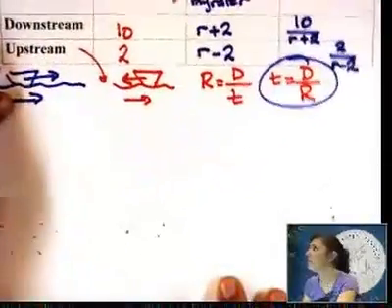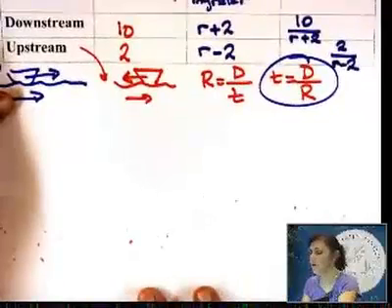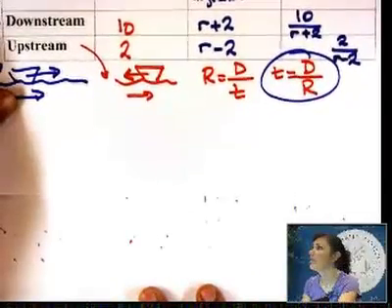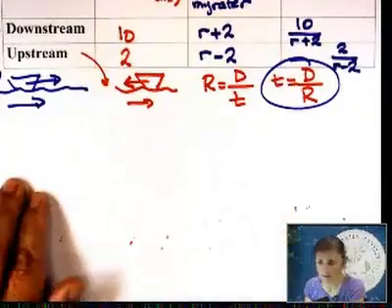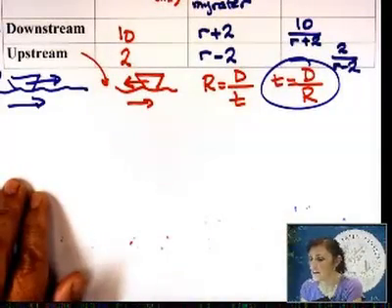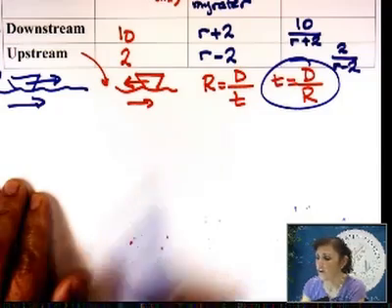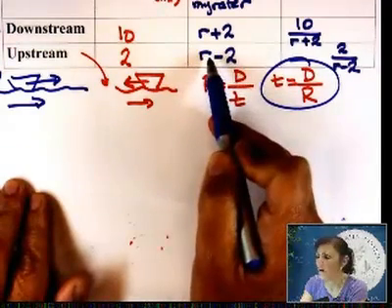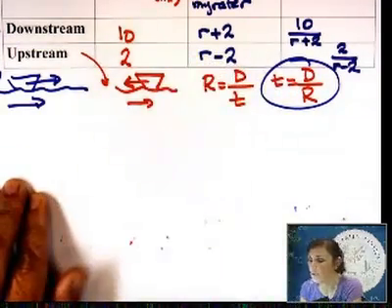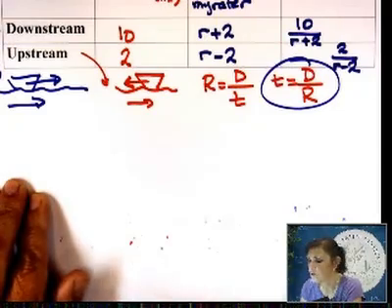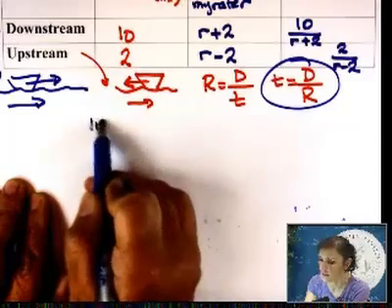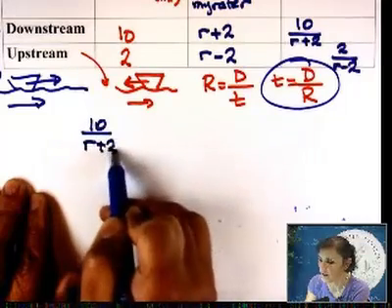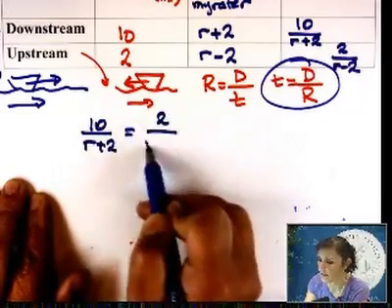So let me do it in such a way that you can actually see the table, and then we can do the problem. Here we go. What does that mean? Determine the canoe speed in still water. So that is my R. And it says that it took me the same amount of time to go downstream and upstream. That means these two times are equal. So my equation is going to be 10 over R plus 2 equals 2 over R minus 2.